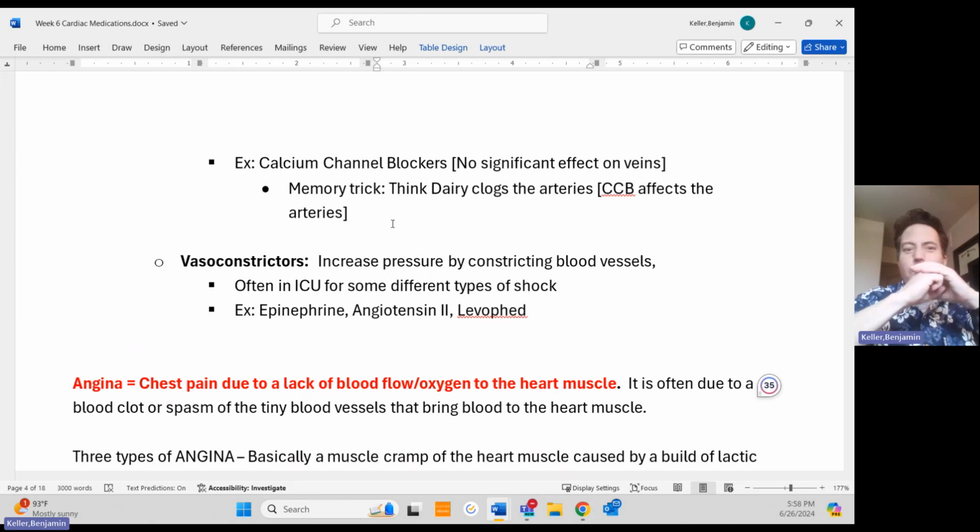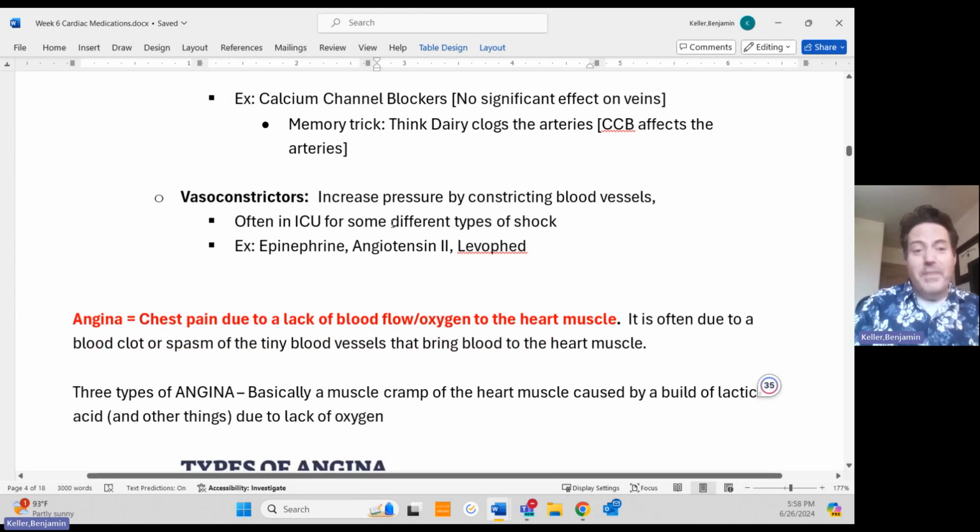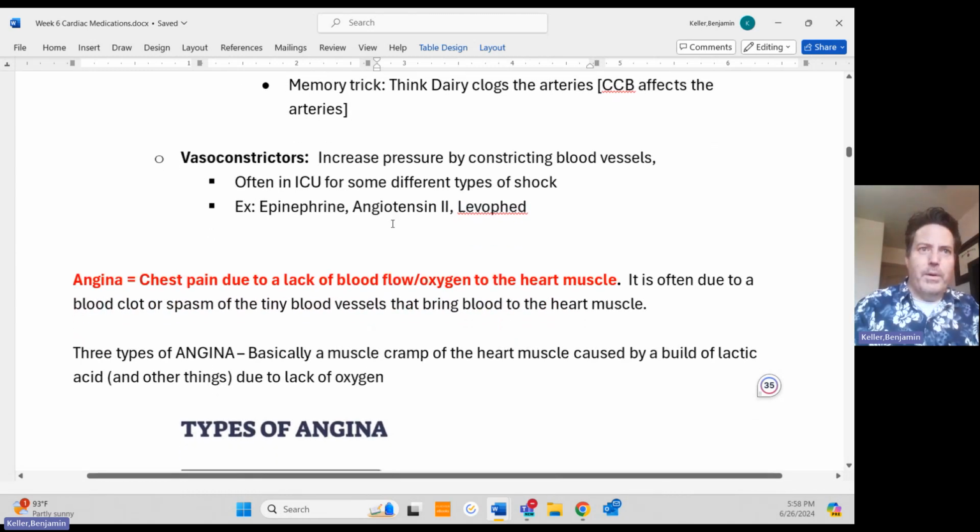And then you have vasoconstrictors, and those are things that increase the pressure by constricting the blood vessels. We will use these in the ICU for types of shock, like epinephrine or angiotensin 2 or levofed. So maybe somebody's got sepsis and their blood pressure is just garbage because of all that massive vasodilation. Well, we're going to try to give a medication like levofed to cause some blood vessel constriction so we can increase the blood pressure if it's too low, because if the blood pressure is too low, we don't get enough blood perfusion to the organs, and then things start to die. We get multiple organ dysfunction and death. And so levofed and vasoconstrictors can be very important depending on what's going on.